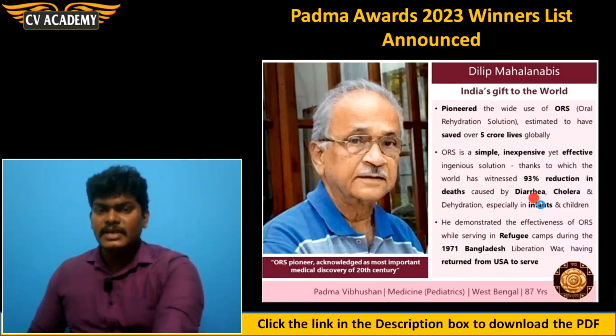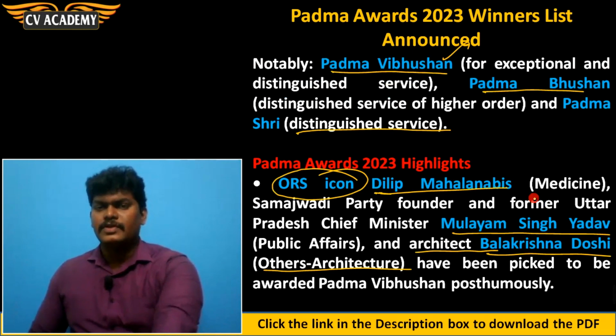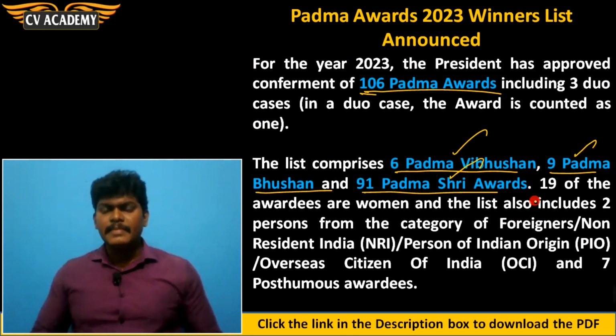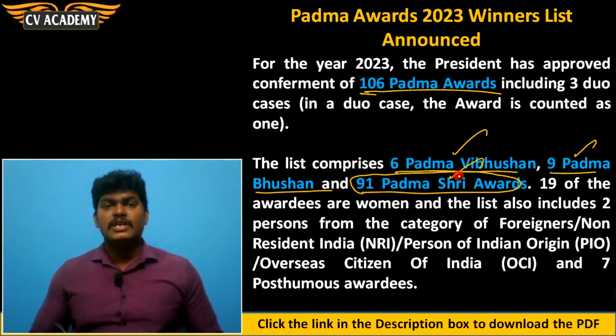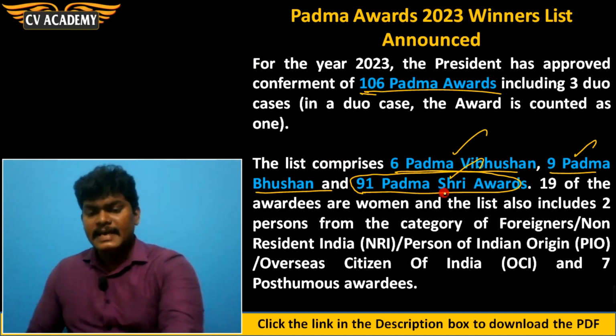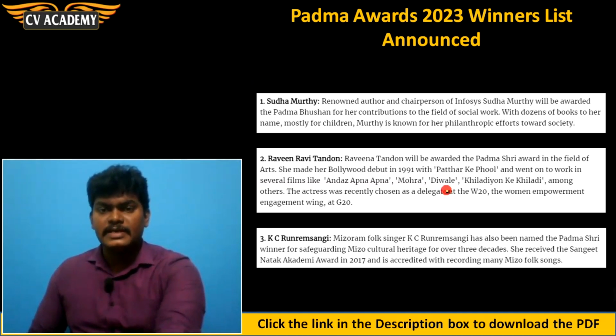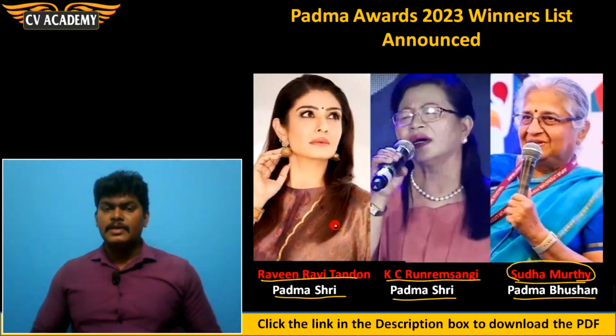The Padma Shri Award is given to 91 people. We don't have to remember all those Padma Shri Award winners. But the Padma Vibhushan Award and Padma Bhushan Award winners, you have to remember. Among the 91 Padma Shri Awards, Ravina Tandon ma'am also won the award. Then Mizoram folk singer K.C. Ranram Sangi, this ma'am also won the Padma Shri Award. So, totally 91 people have won the Padma Shri Award.